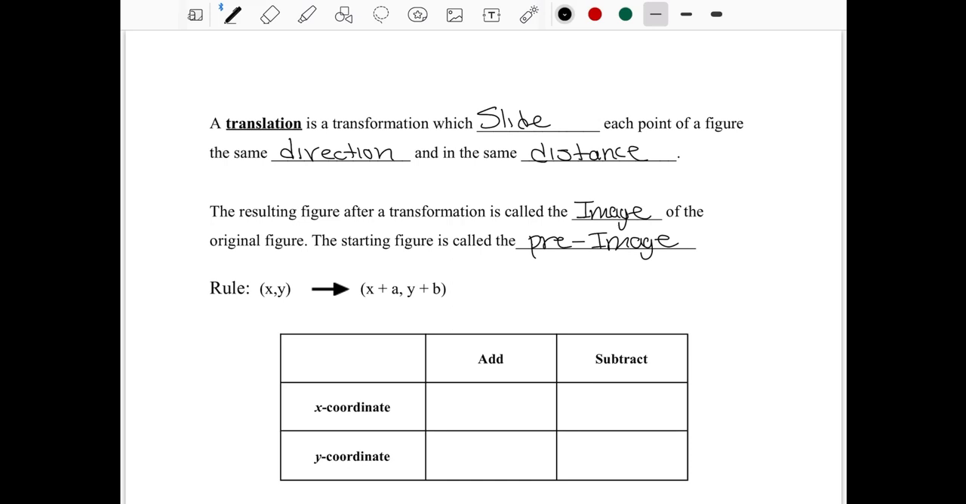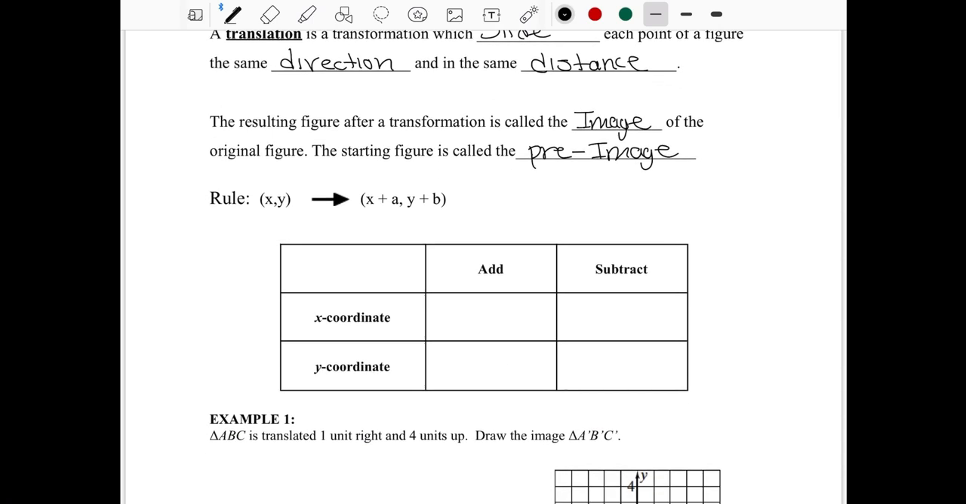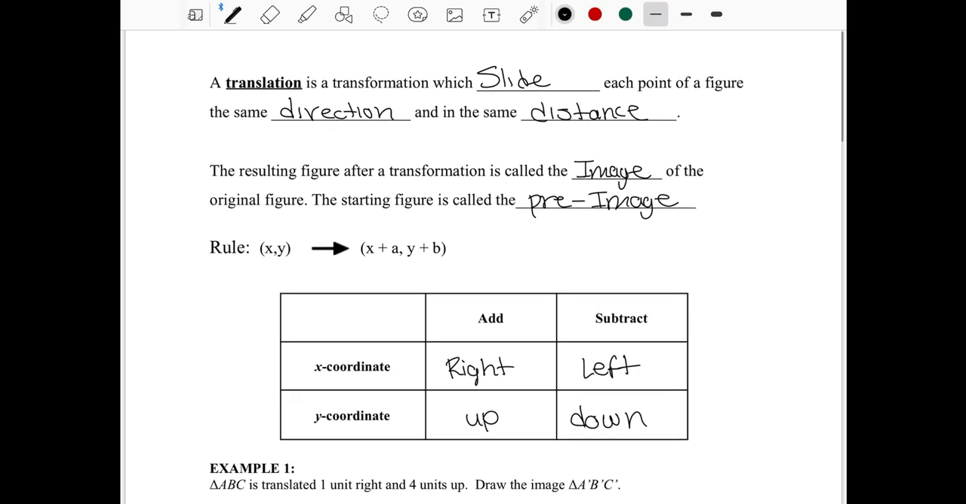Now, when it comes to moving this figure on the coordinate plane, it's going to tell us whether we have to go to the right, left, up, or down. If we're looking at the x coordinate, whenever we have to move to the right, we have to remember that we're going to be adding, okay? And if we have to move to the left, we're going to be subtracting. All right, that's for the x coordinate. For the y coordinate, if it tells us to go up at any point, that means we're going to be adding, and if it tells us to go down at any point, we're going to be subtracting. So these are a few things that are important about translations.